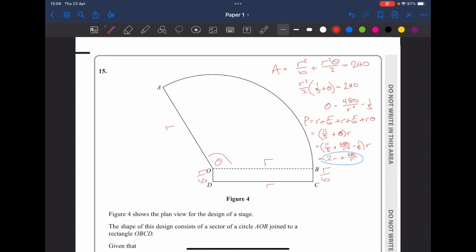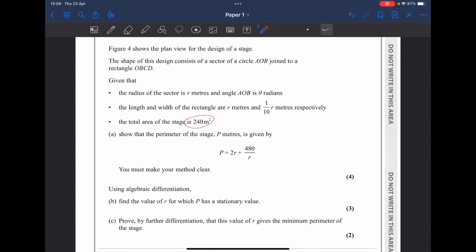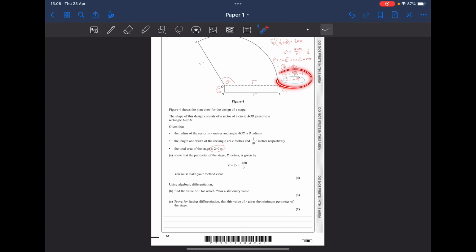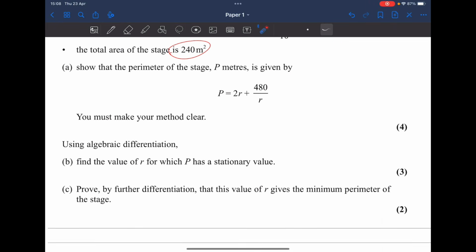And that is hopefully what they were after. Yeah, lovely. 2r plus 480 over r. Lovely jubbly. So now we need to differentiate. Find the value of r for which P has a stationary value. So I think this 480 r to the minus 1 is where you can rewrite it.